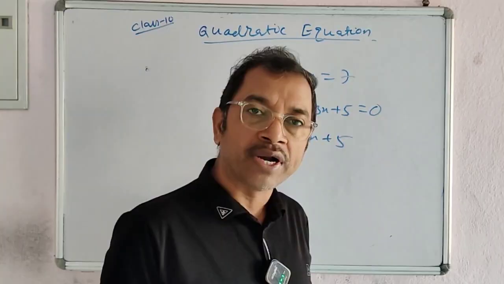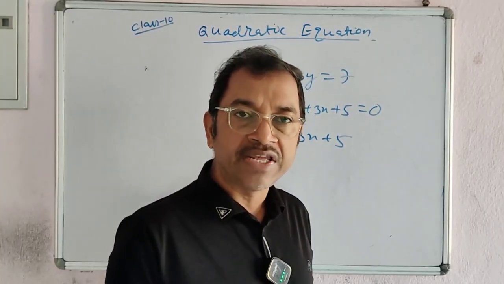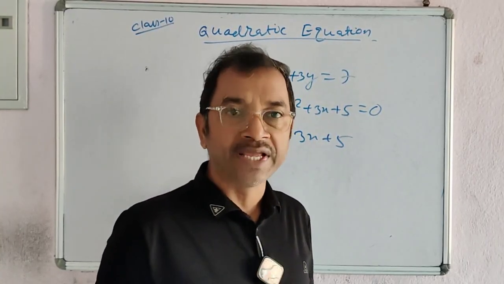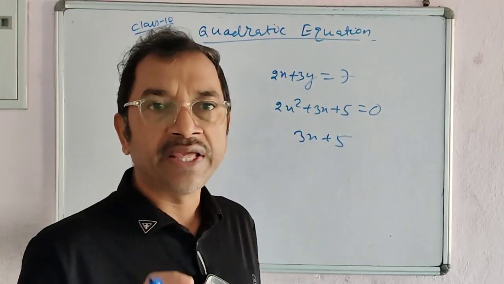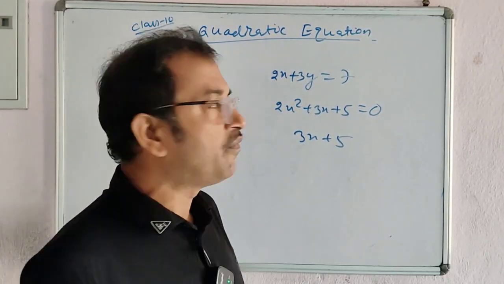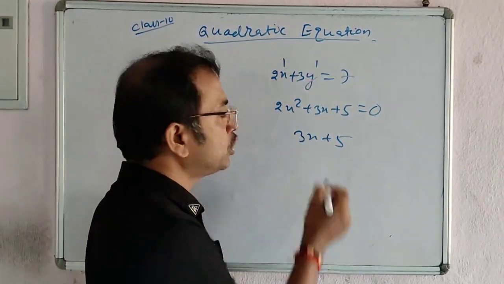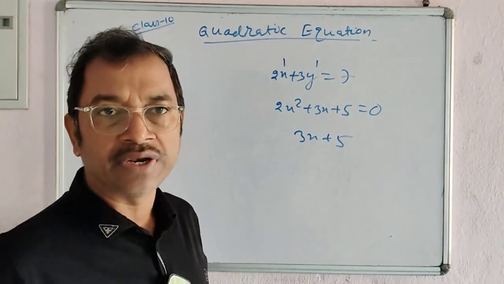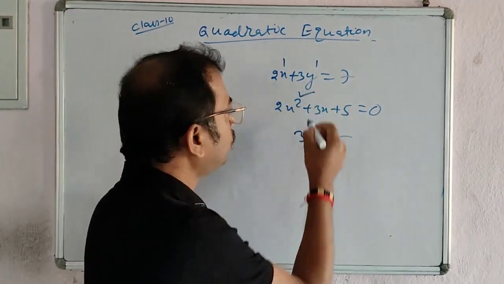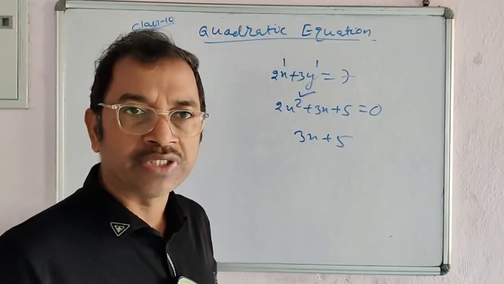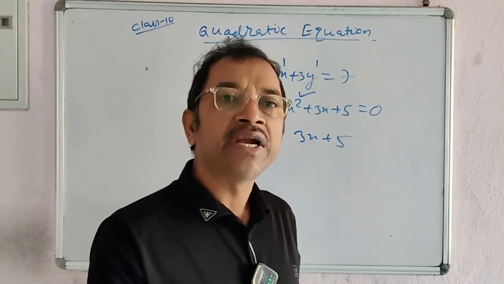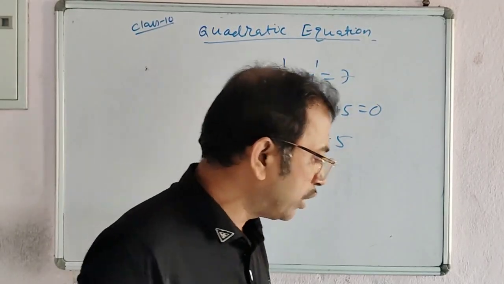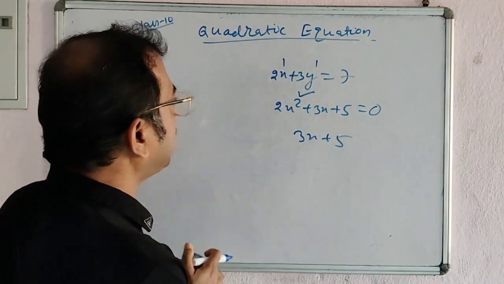How do you know it is a quadratic equation? How do you know it is a linear equation? So it depends upon the degree. Do you know what degree is? Degree is the highest power of the variable. Here the highest power is 1, so it is called a linear equation. If the highest power is 2, then it is a quadratic equation. If the highest power is 3, it is a cubic equation. So today we will discuss quadratic equations.